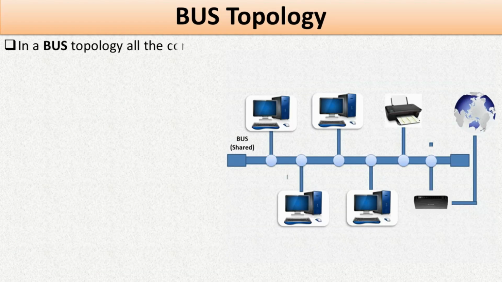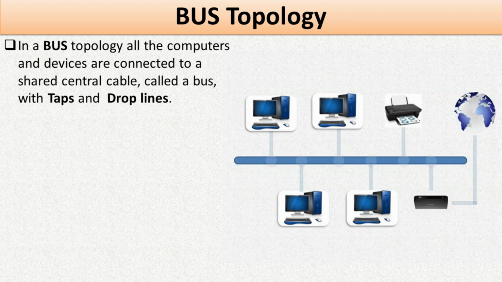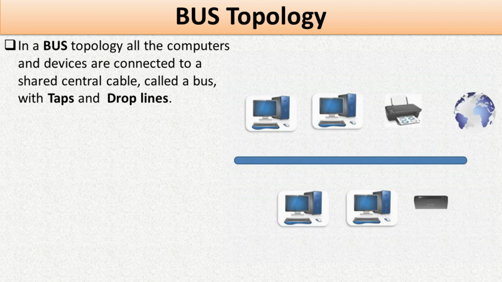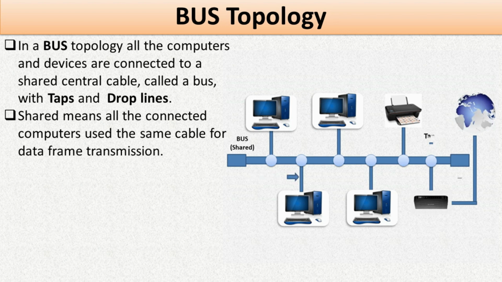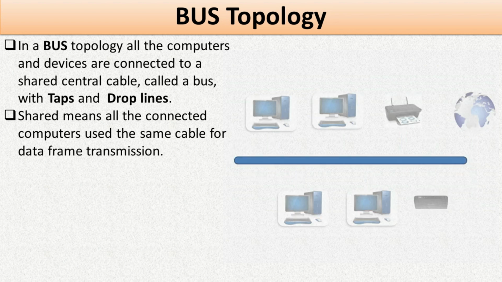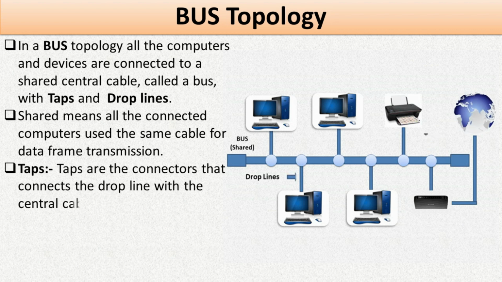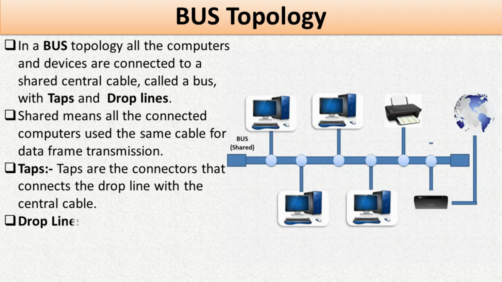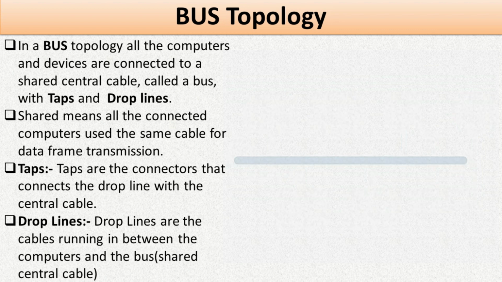Bus topology. In a bus topology, all the computers and devices are connected to a shared central cable called a bus with taps and drop lines. Shared means all the connected computers use the same cable for data frame transmission. Taps are the connectors that connect the drop lines with the central cable. Drop lines are the cables running in between the computer and the bus, that is the shared central cable.